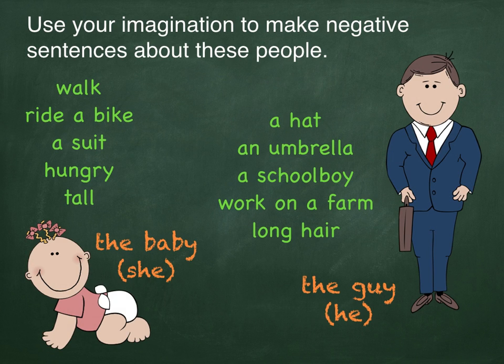Here is a different kind of exercise where you can make your own original negative sentences. For example, you could say, "The guy isn't wearing a hat." You could also say, "He usually doesn't wear a hat." Please try to use all the words in green to make various negative sentences, and maybe you can add some ideas of your own looking at those pictures. Please pause the video and enjoy making some negative sentences.